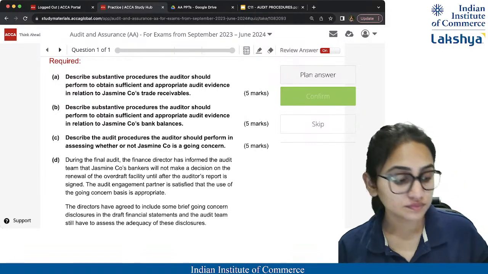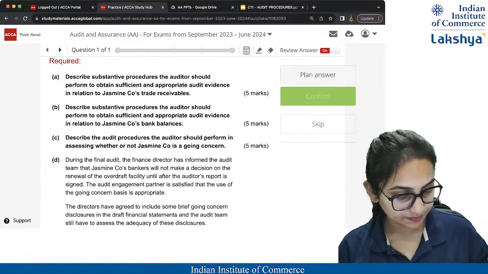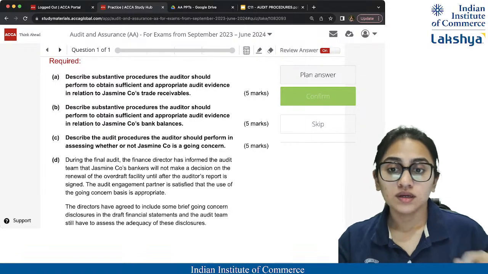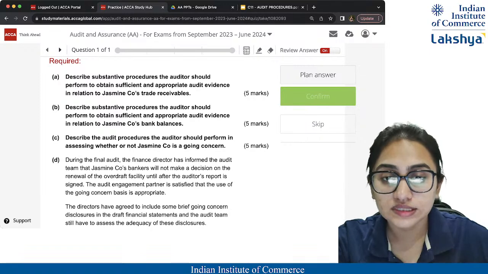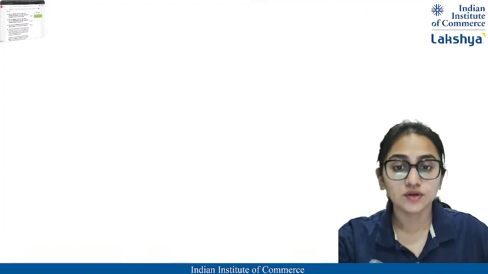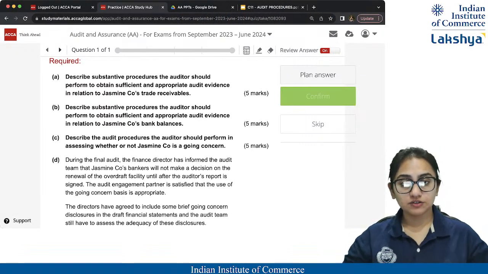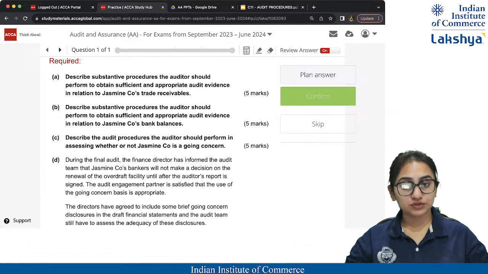Okay, so let's start reading it. Part A, describe substantive procedures the auditor should perform to obtain sufficient and appropriate audit evidence in relation to Jasmine Company's trade receivables.